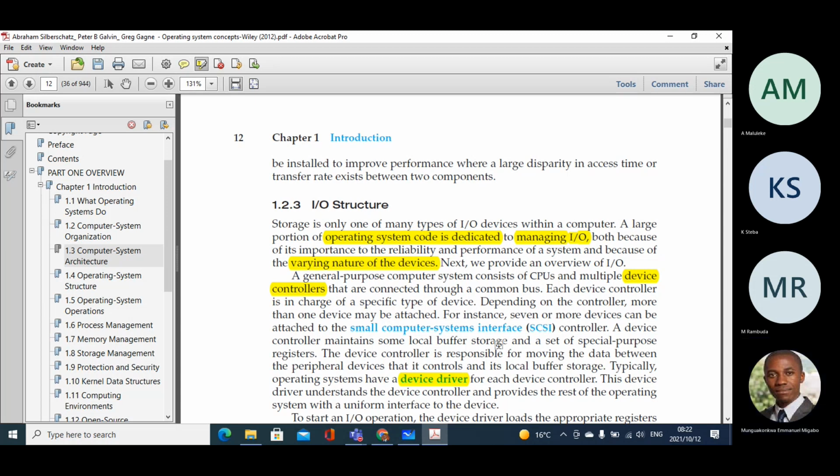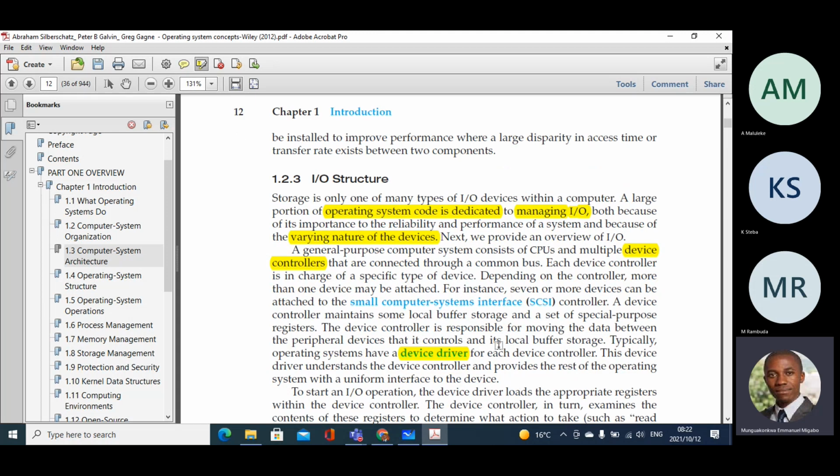Okay. So this device driver understands the device controller and provides the rest of the operating system with a uniform interface to the device. If you recall the hierarchy of interaction all the way from user application to the hardware through the operating system and the kernel, that makes sense in the sense that as you go from the operating system through the kernel all the way to the hardware device, you go through an intermediate module, which is the controller, and the interaction between the controller and the operating system is facilitated by means of a device driver.